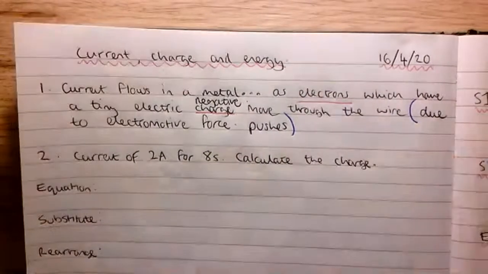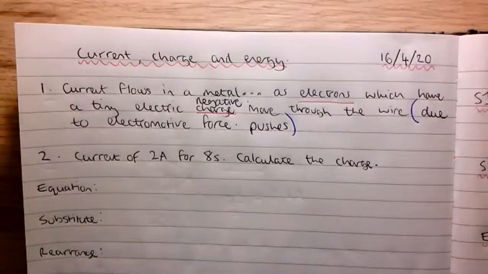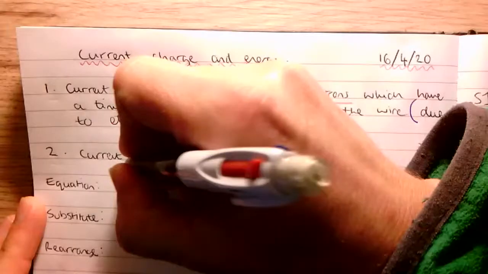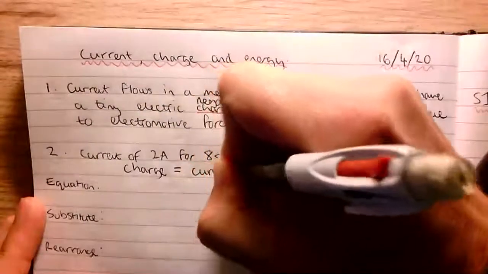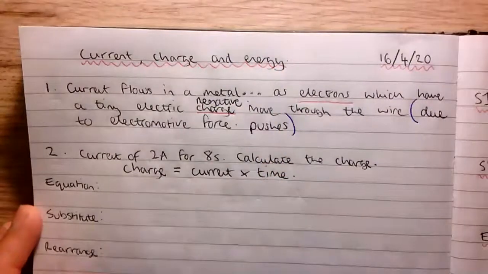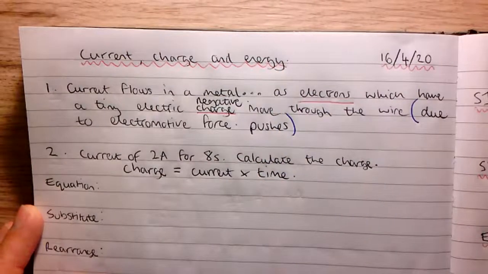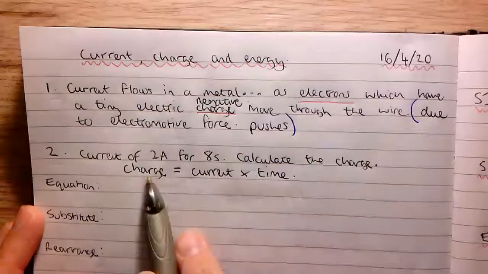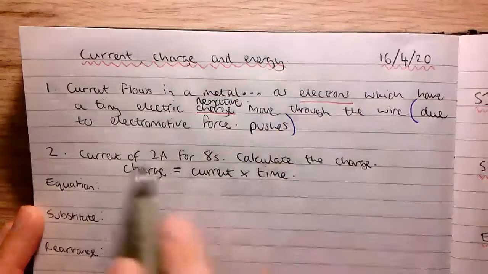Right, number 2. We've been introduced to an equation in our bit of reading. We have found out that we can use an equation which says charge equals the electric current multiplied by time. So we're going to use this equation to work out some stuff in this next question. Question number 2 says a current of 2 amps flows through a lamp for 8 seconds. Calculate the charge.